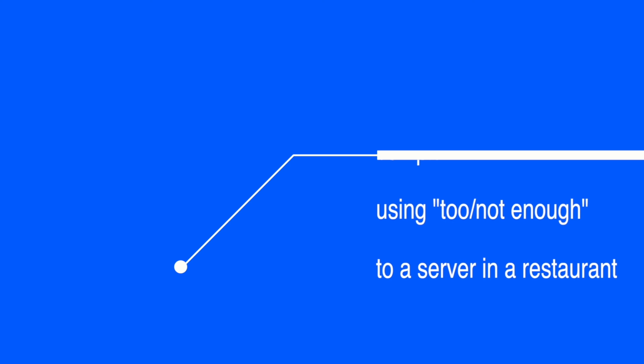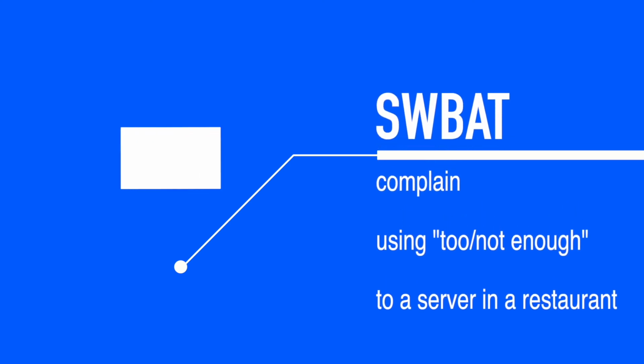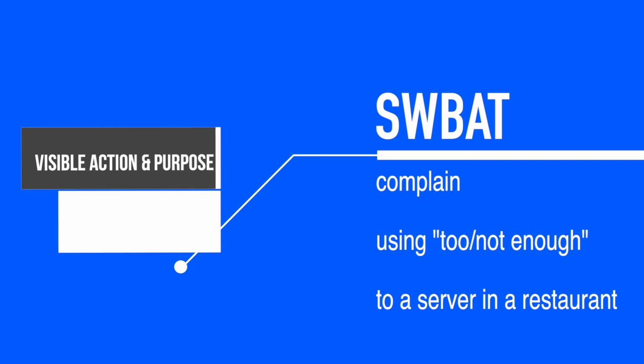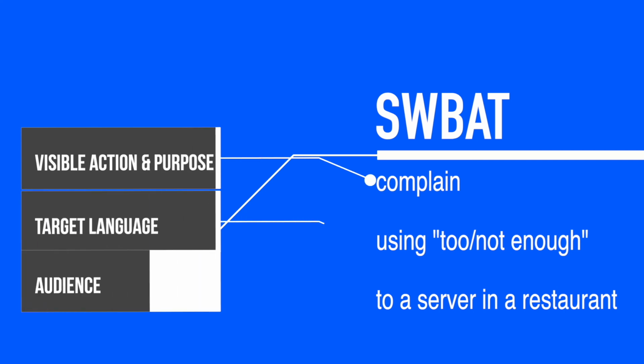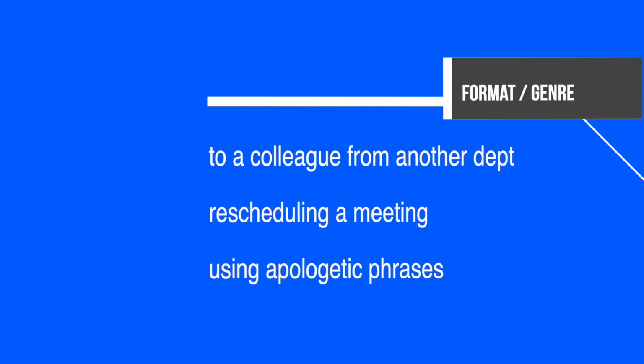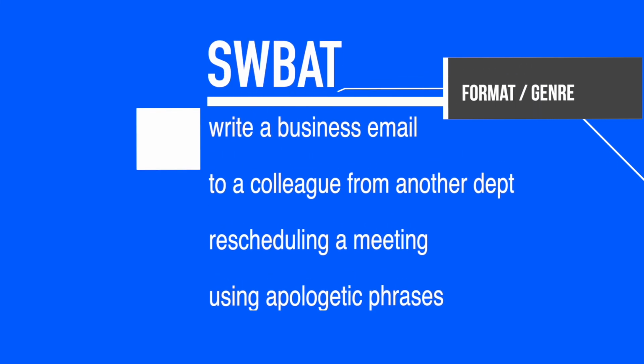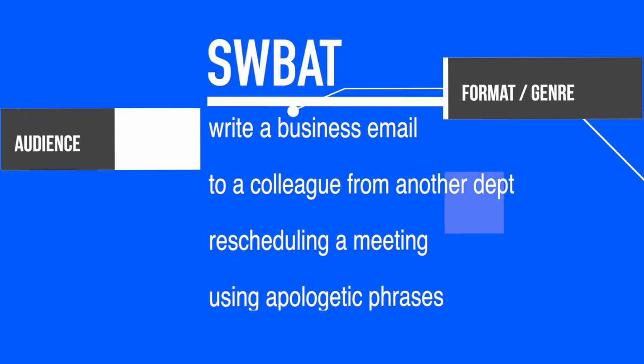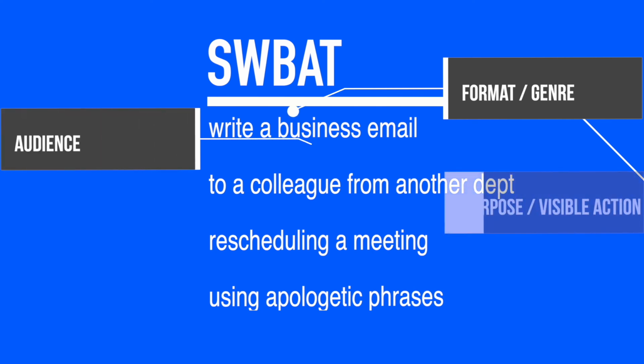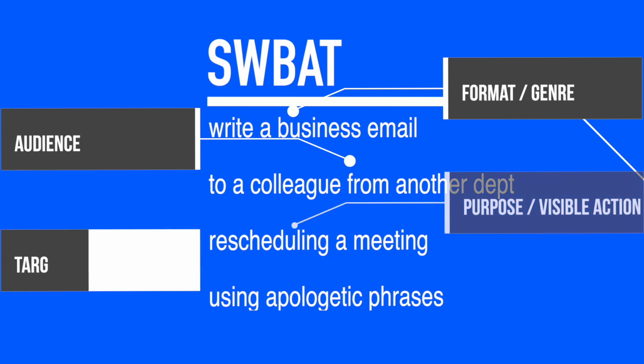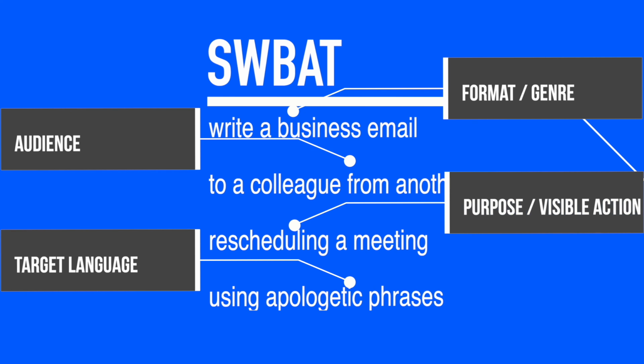So let's look back at our original SWBAT statements and see what pieces we have. So complain using too and not enough to a server in a restaurant. So complain, we have our visible action, so our function. Target language, too and not enough, and audience is the server in a restaurant. With our second example, writing a business email to a colleague from another department. So the format and genre, because it's writing, is business email. Our audience is a colleague from another department. The purpose is rescheduling a meeting. And the target language is apologetic phrases.